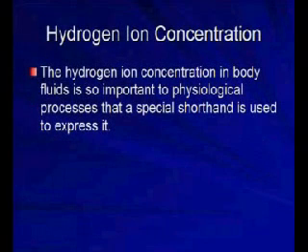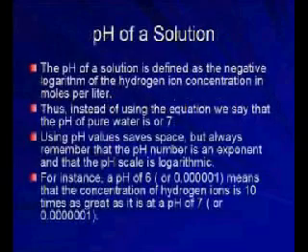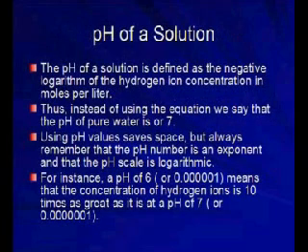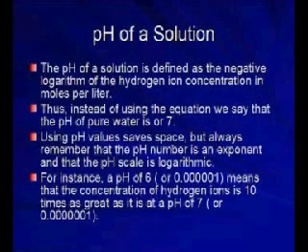Hydrogen ion concentration in the body or in body fluids is so important to physiological processes that a special shorthand has been used to express it. The pH of a solution is defined as the negative logarithm of the hydrogen ion concentration in moles per liter. Thus, instead of using an equation, we say the pH of pure water is 7.